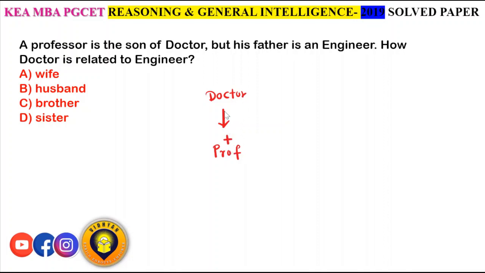So professor is the son, but you don't know what is the gender of doctor now. Then but his father is an engineer, that means professor's father is an engineer. Doctor is also parent of professor, therefore doctor and engineer will be the spouse, will be the couples, right? So here they said that his father is an engineer, therefore doctor will be what? Doctor will be mother of professor.